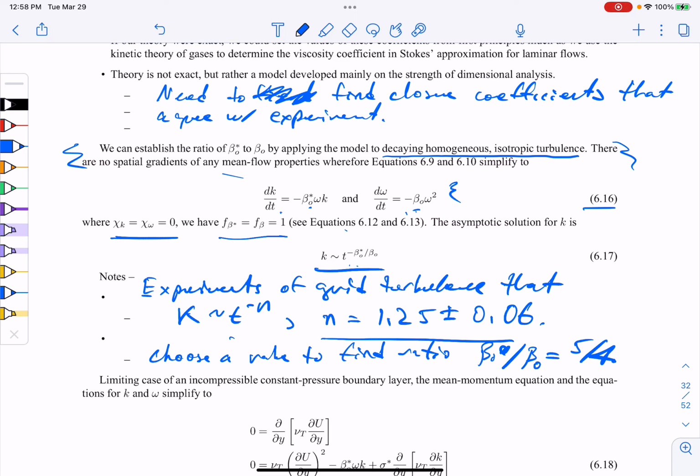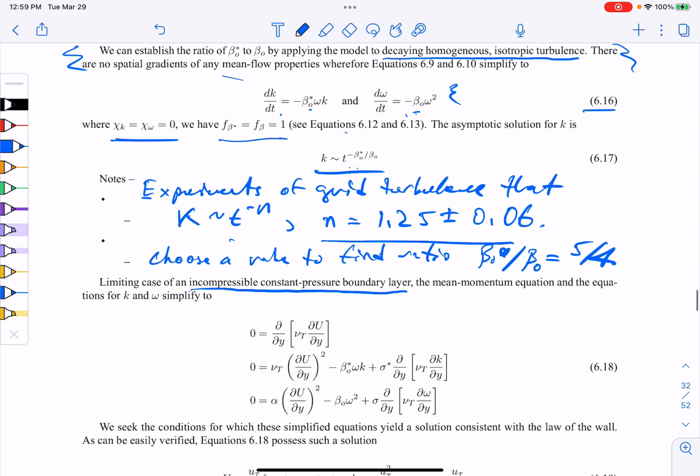The next flow that Wilcox decided to look at for calibration was an incompressible constant pressure boundary layer, which sounds pretty familiar because it's the exact boundary layer flow we're solving in Project 4, right? So you can take your K, your omega, and your momentum equation, and then you can write equation 6.18. This is just like your typical boundary layer flow, and there's a log layer, as you'll see in your predictions and from previous theory.